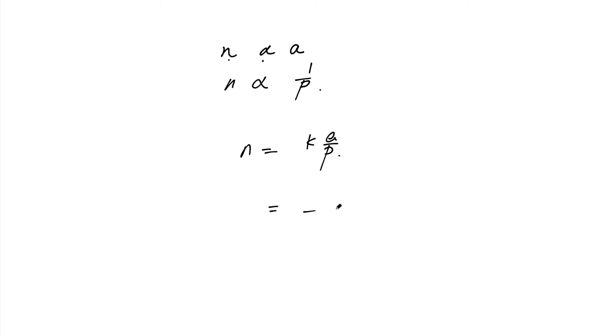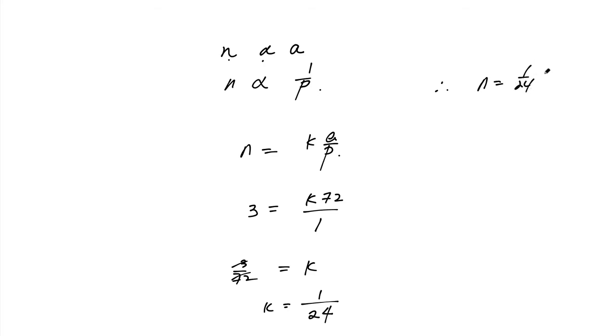We are given that if P is 1 and the area is 72, the number of buckets is 3. Okay, we can find K from that information. K is 3 over 72. If you reduce, you get 1 over 24. So N is equal to 1 over 24 times A over P.